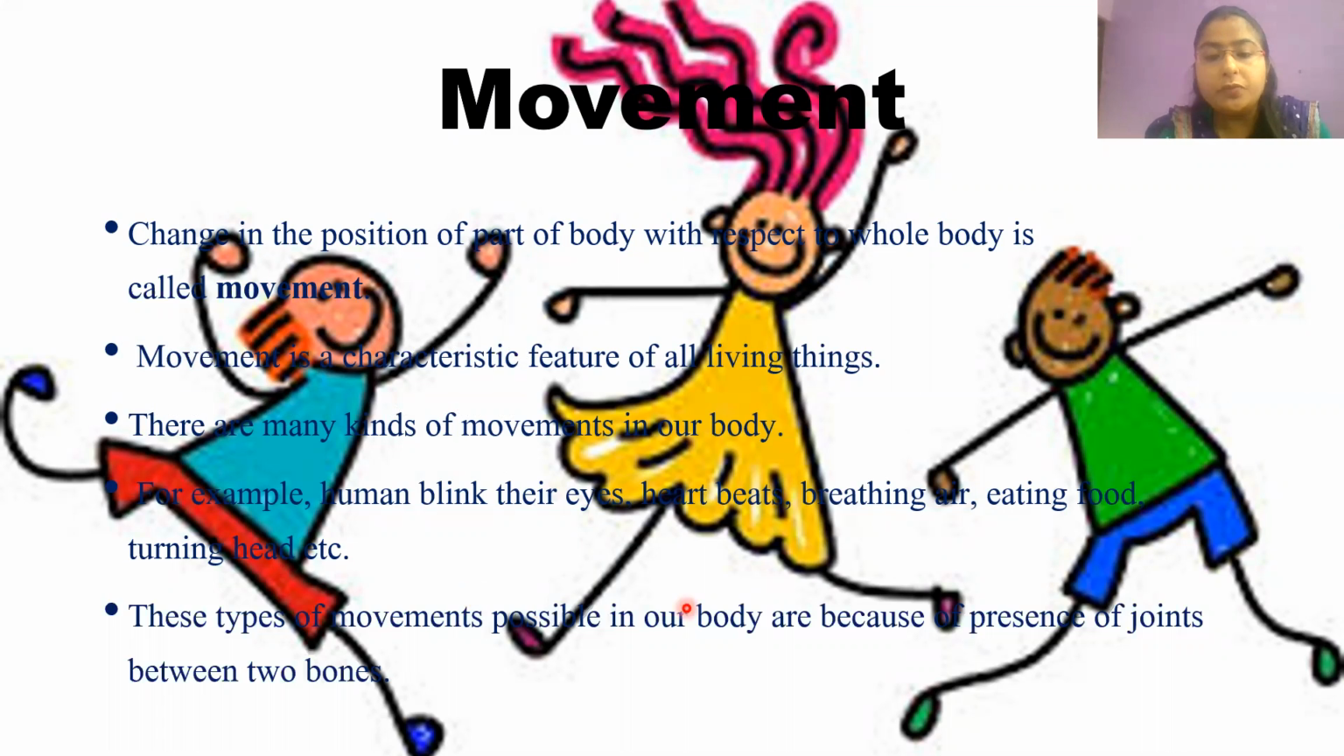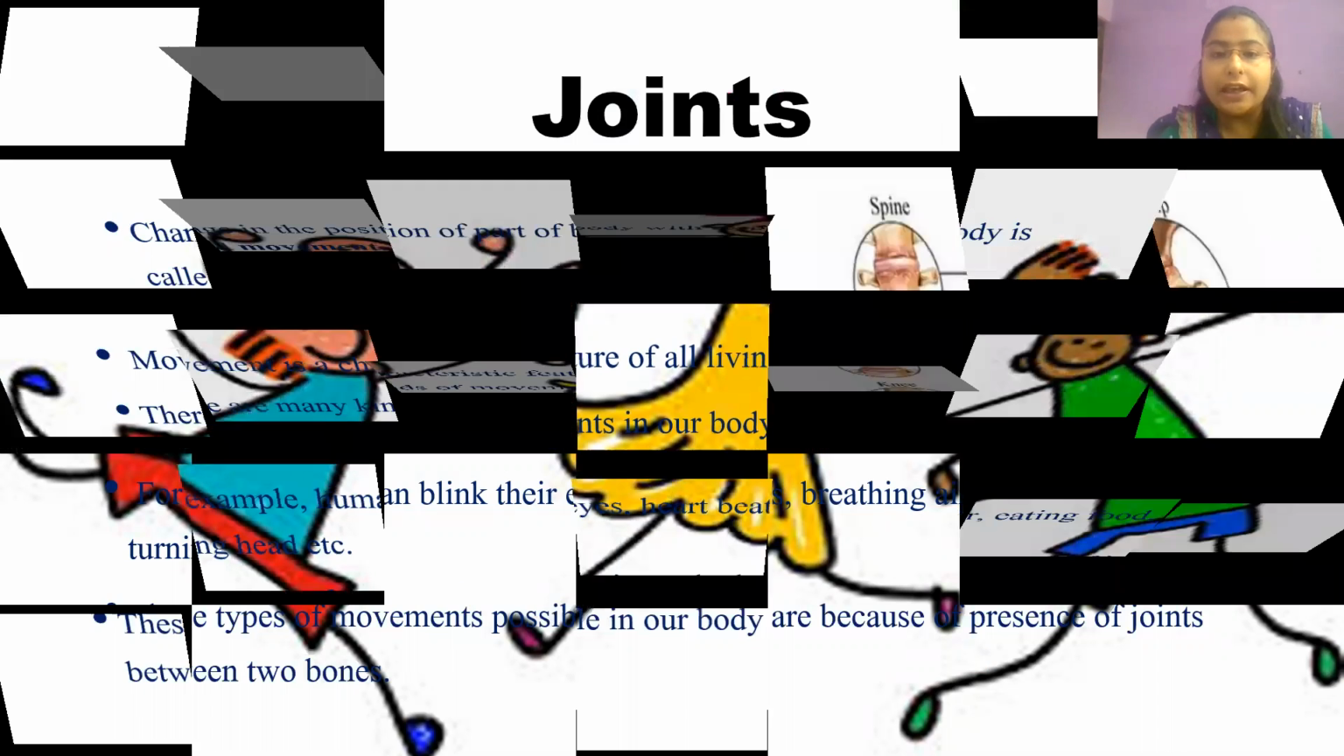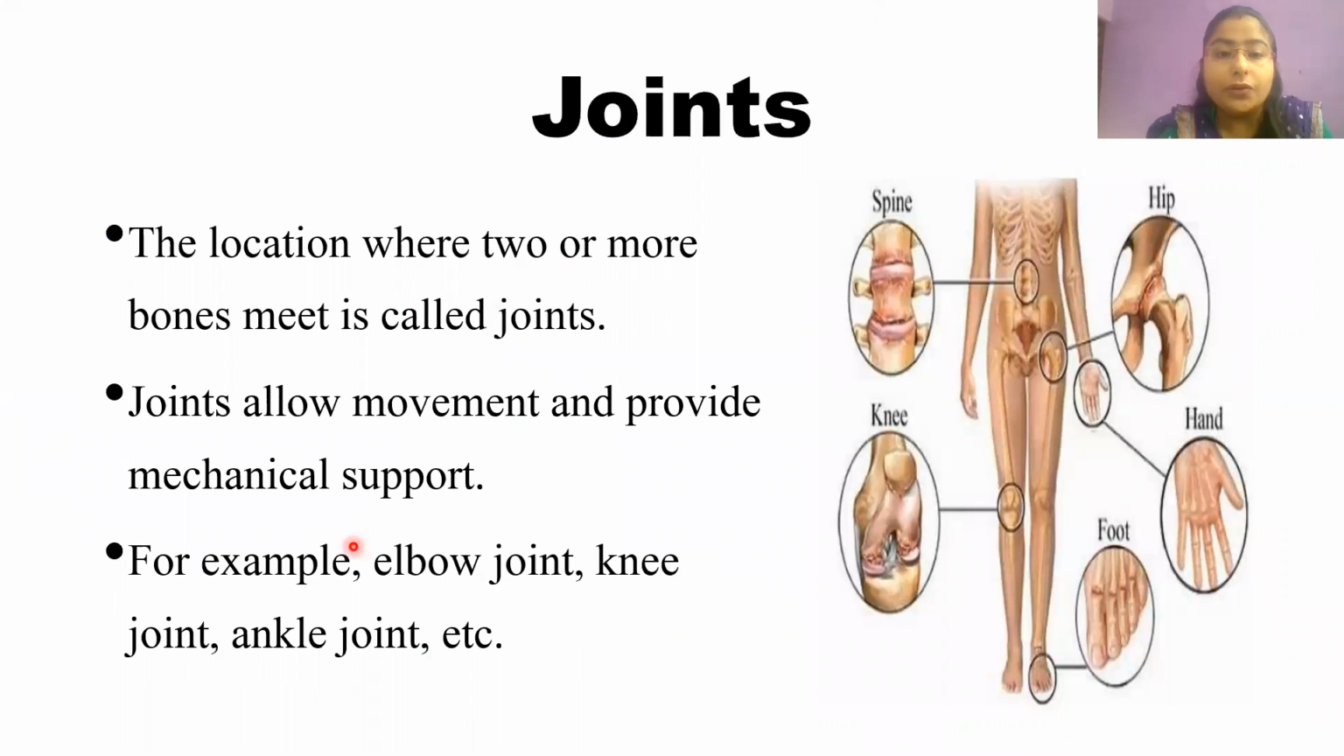These type of movement possible in our body are because of presence of joints between the two bones. हमारे bones के बीच joints है, only because of that joints we are able to do movement. So let's study about the joints. The location where two or more bones meet is called joints. जहाँ पे दो bones meet करते हैं, that is known as joint. Joint allow movement and provide the mechanical support. Joints move करते हैं and it also provide the mechanical support.